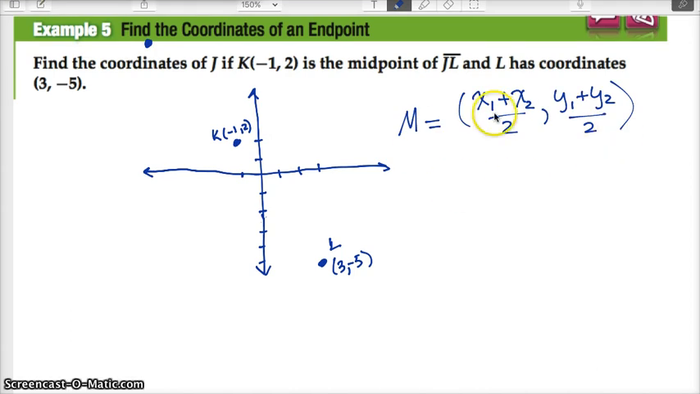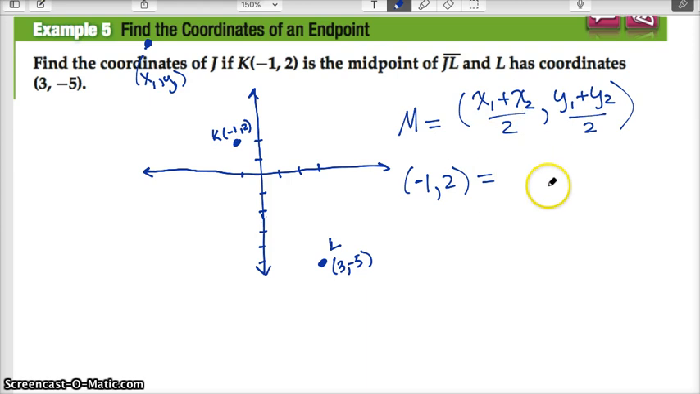So here's the midpoint formula for the coordinate plane, and we know that the midpoint that we have is K. K is the midpoint, so we know that we've got (-1, 2) as the midpoint, and this other point here, let's call it J. Let's call this (x sub 1, y sub 1), because that's what we need to figure out, the coordinate values of J.